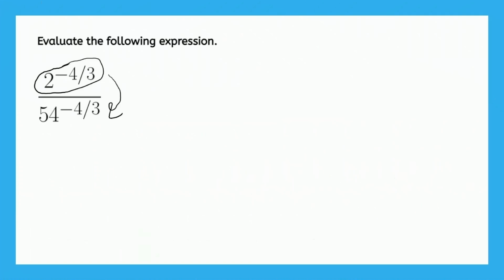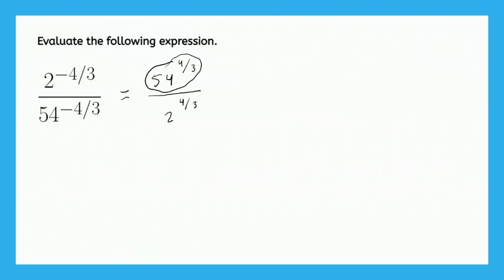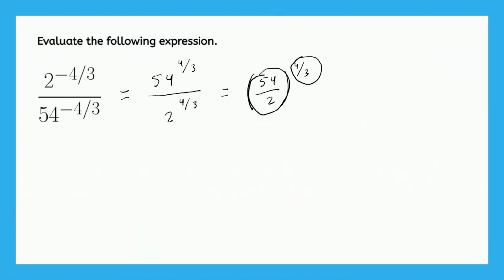So that's going to move to the bottom. And in the same way, if we have a negative exponent in an expression in the denominator, we can just move that expression to the top and make the exponent positive. Now, next step, when we have an expression on the top and an expression on the bottom that have the same exponent, we can just write this entire expression as one fraction with one exponent. So there it is, 54 over 2, all raised to the power of 4 over 3.